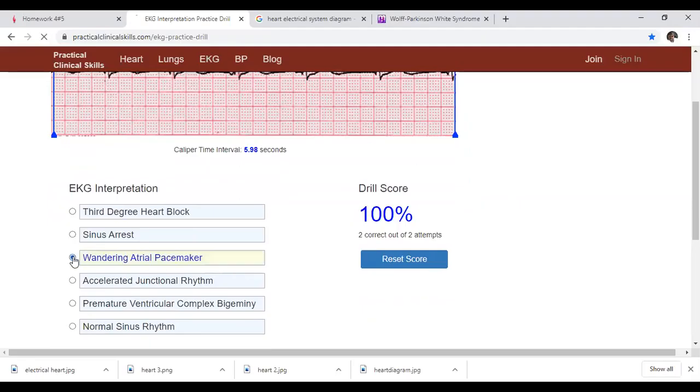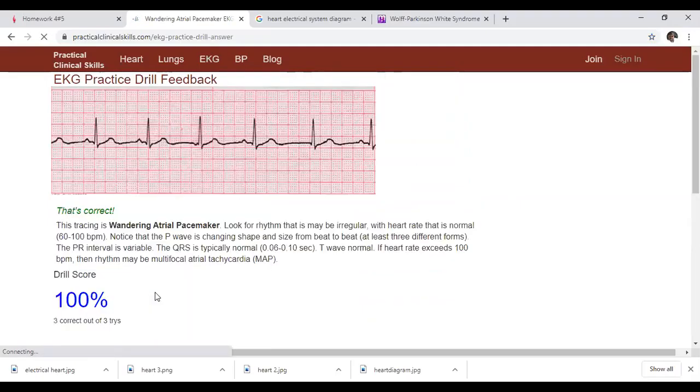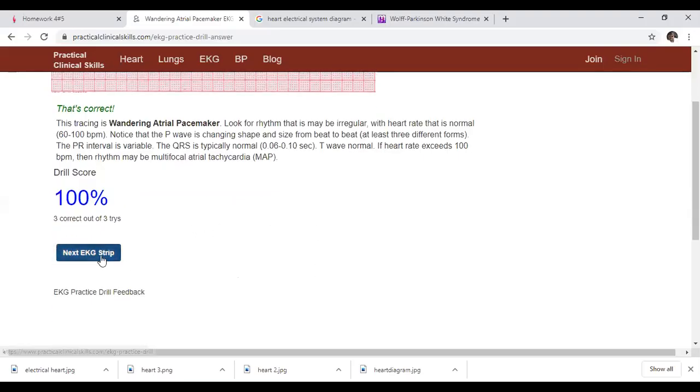Wandering atrial pacemaker is what it said last time. Let's see. Yep, that's it. Wandering atrial pacemaker. Because the SA node is the pacemaker of the heart, right? Whenever somebody's SA node is messed up, they wear a pacemaker to help fire for that P wave every time. And if it's wandering and not pacing where it should, you're going to see it drop right there. It's not firing every now and then, so we call it wandering. The P wave is changing shape and size from beat to beat, or it isn't firing at all, okay? Good job. Let's do one more.